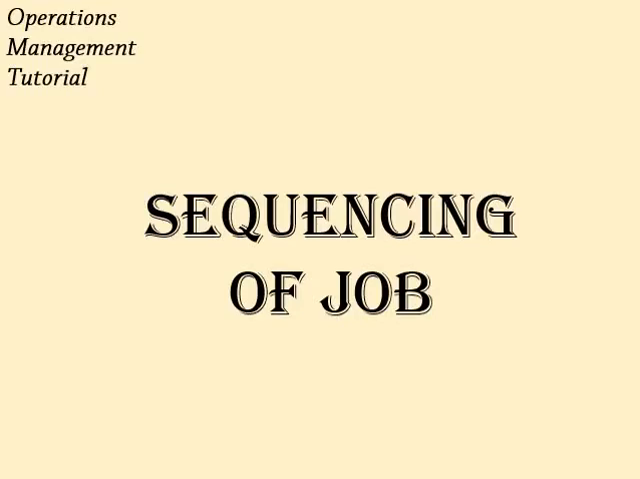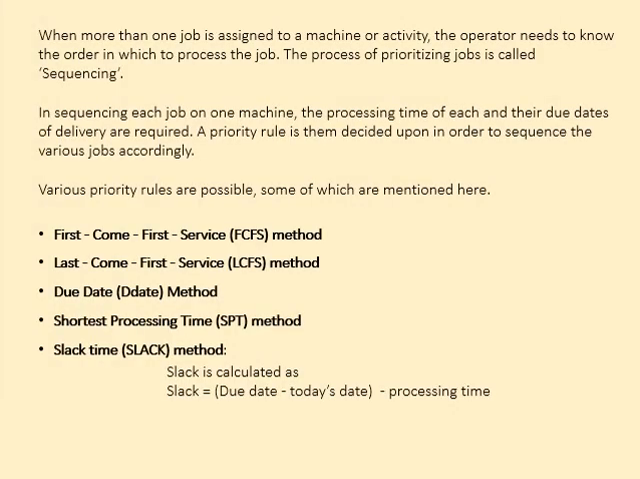In this video we will try to understand the concept of sequencing of work in an operations system. When more than one job is assigned to a machine or activity, the operator needs to know the order in which to process the jobs. The process of prioritizing jobs is called sequencing.